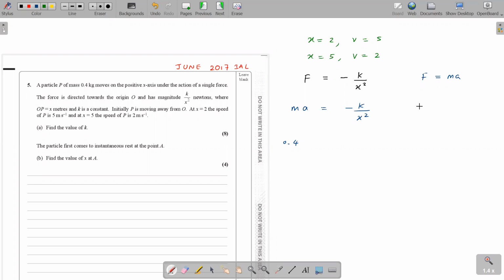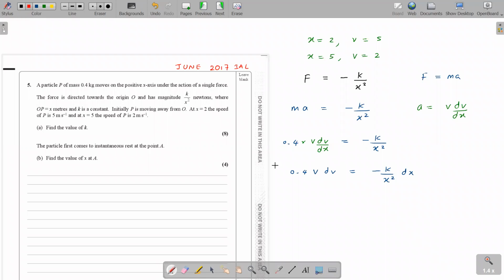Whenever acceleration is a function of displacement, we need to use acceleration as v dv by dx or d by dx of half v square. So instead of acceleration, I will use v dv by dx equals minus k over x square. Let's simplify: 0.4 into v dv, moving the dx to the other side, equals minus k over x square into dx. You can see I have successfully separated the variables, with v on the side with dv and the x term on the side with dx.